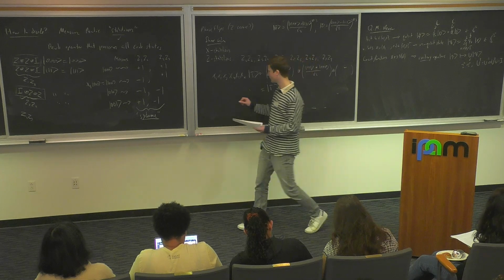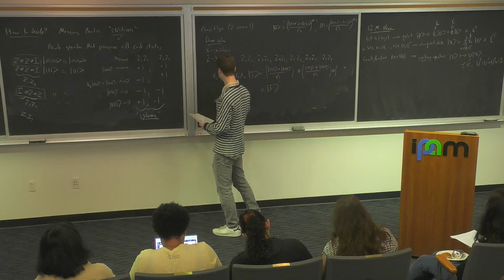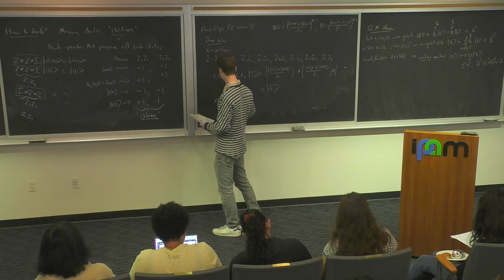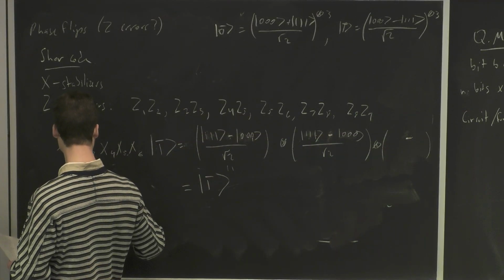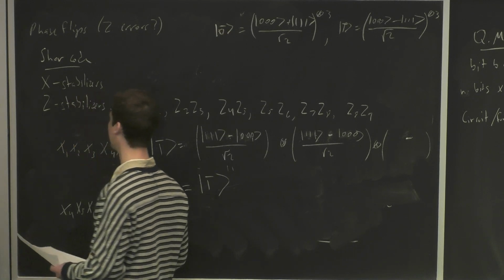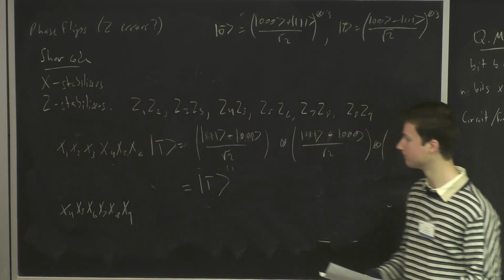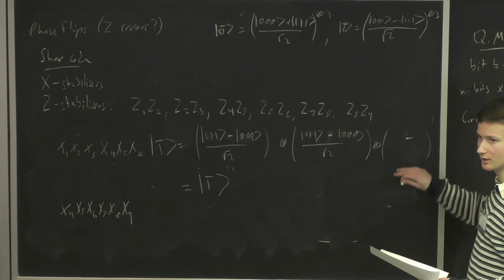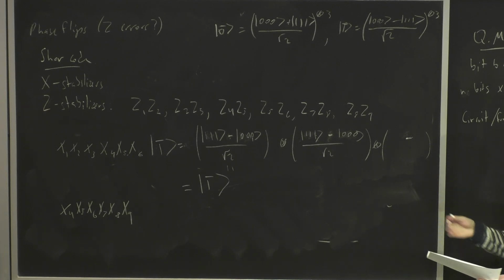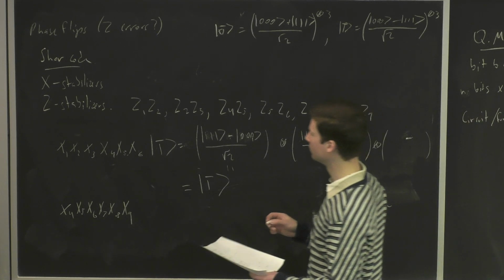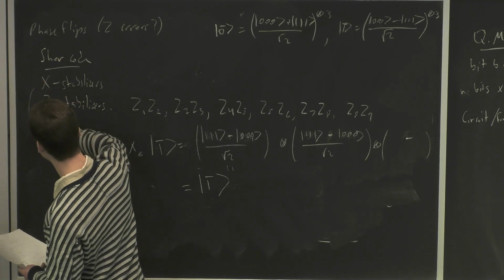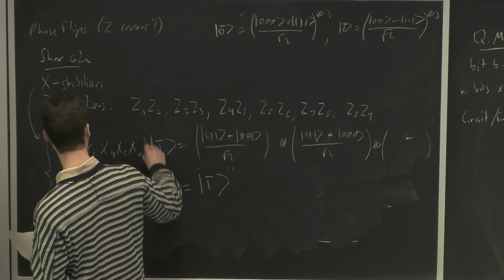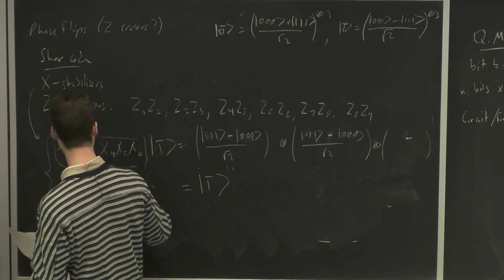Great. So basically, this is a valid X stabilizer. And by basically the same reasoning, X4, X5, X6, X7, X8, X9 is also a valid X stabilizer. Now we're going to flip the sign in the middle 3 and in the last 3 qubits. We get 2 negative signs, and they cancel out. So these are our 2 X stabilizers.